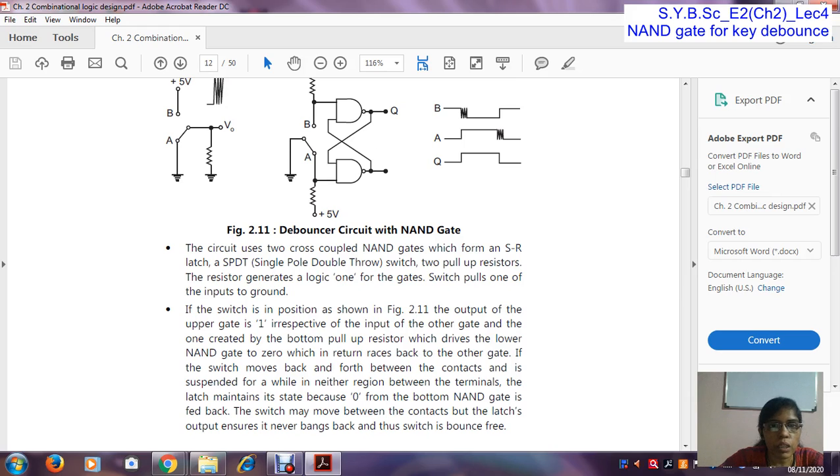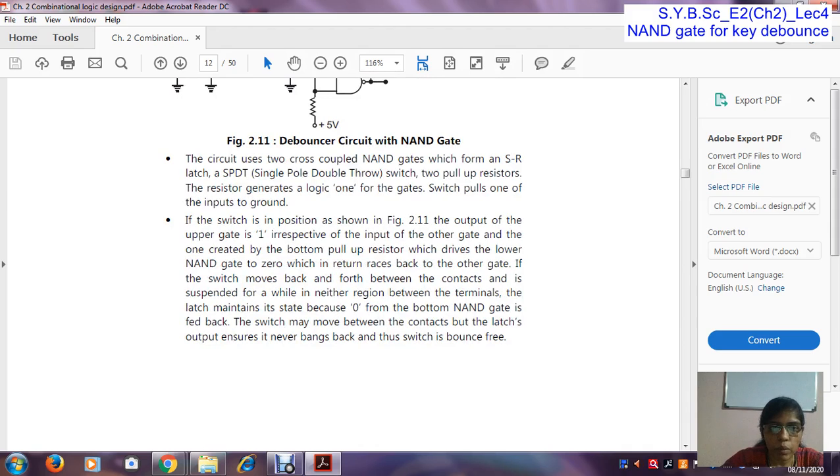So here the input is 0. So 1 and 0, the NAND of 1 and 0 means 1. So here again we get the 1. So in this way the process is continuously done in a loop.